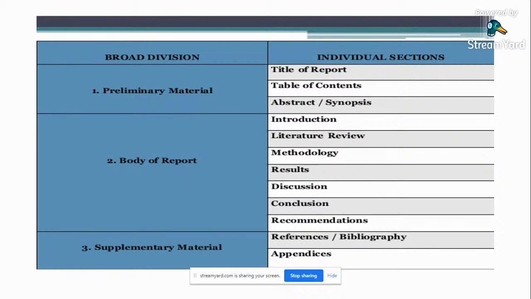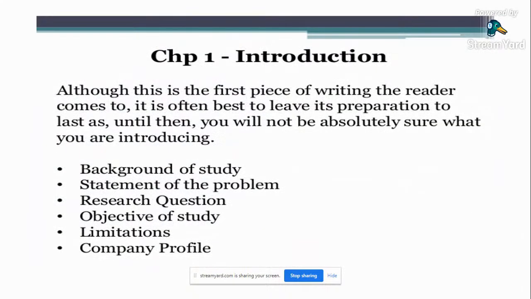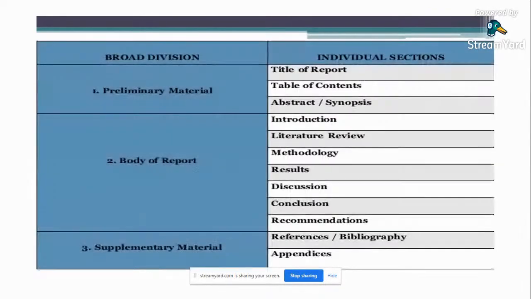And coming to the results: because of the techniques and the things that have been included, what is the end result that you got? What will be the end result?